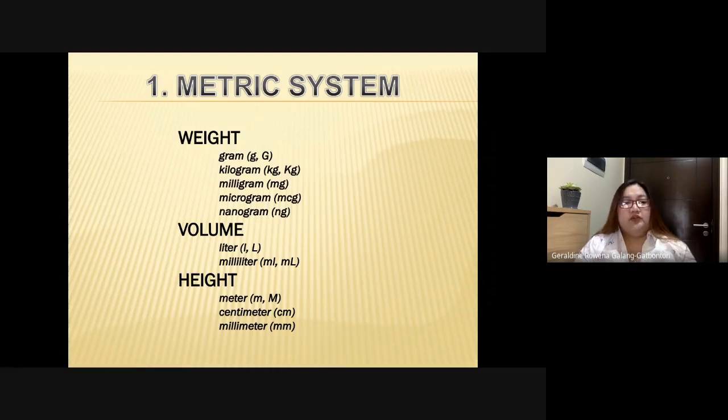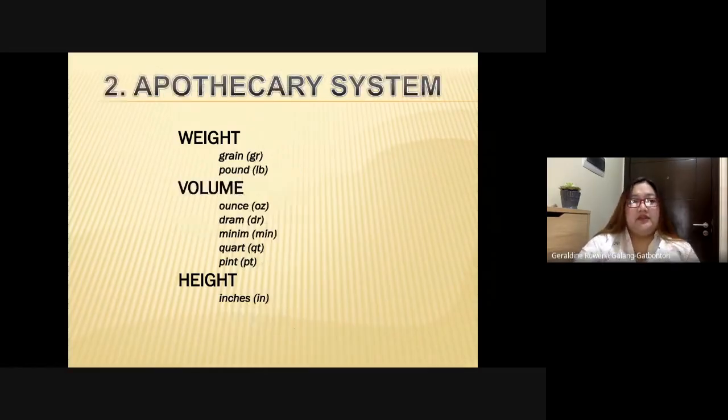In terms of volume, liter and milliliter, 1,000 ml is 1 liter. In terms of height, the metric system uses meter and centimeter, so 100 centimeters is 1 meter. Millimeter, 1,000 mm is 1 meter. Okay? Another is the apothecary system.